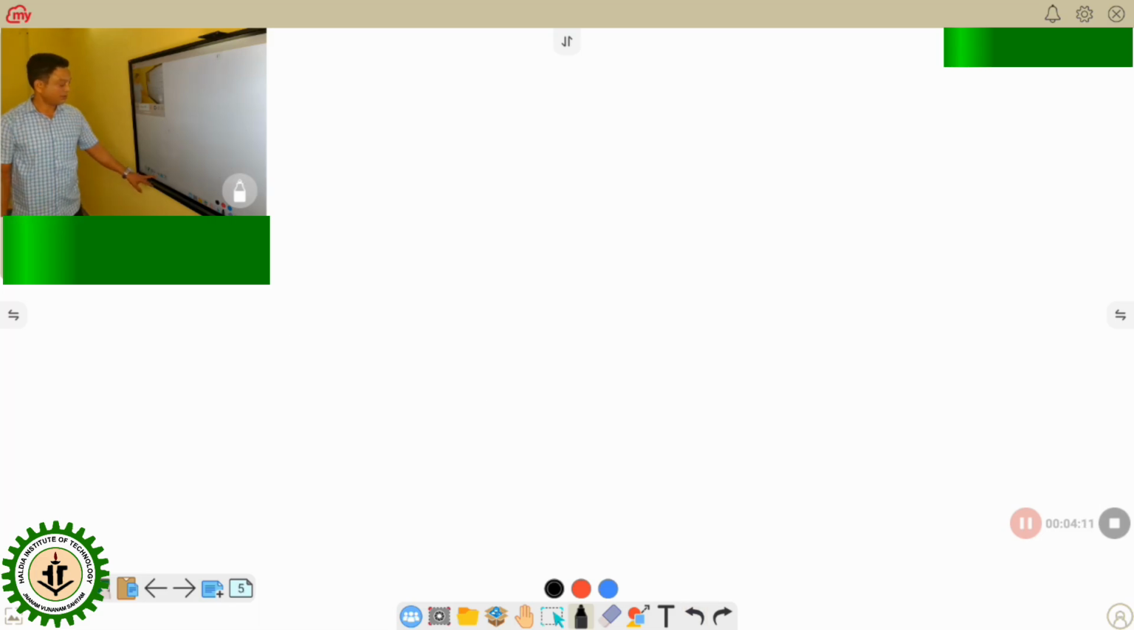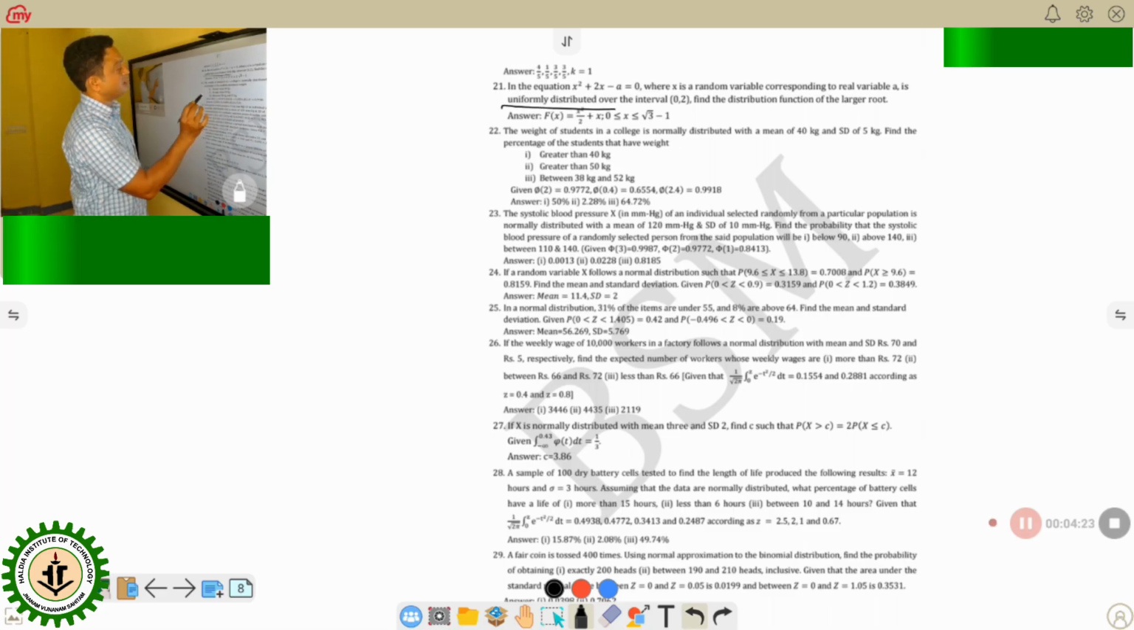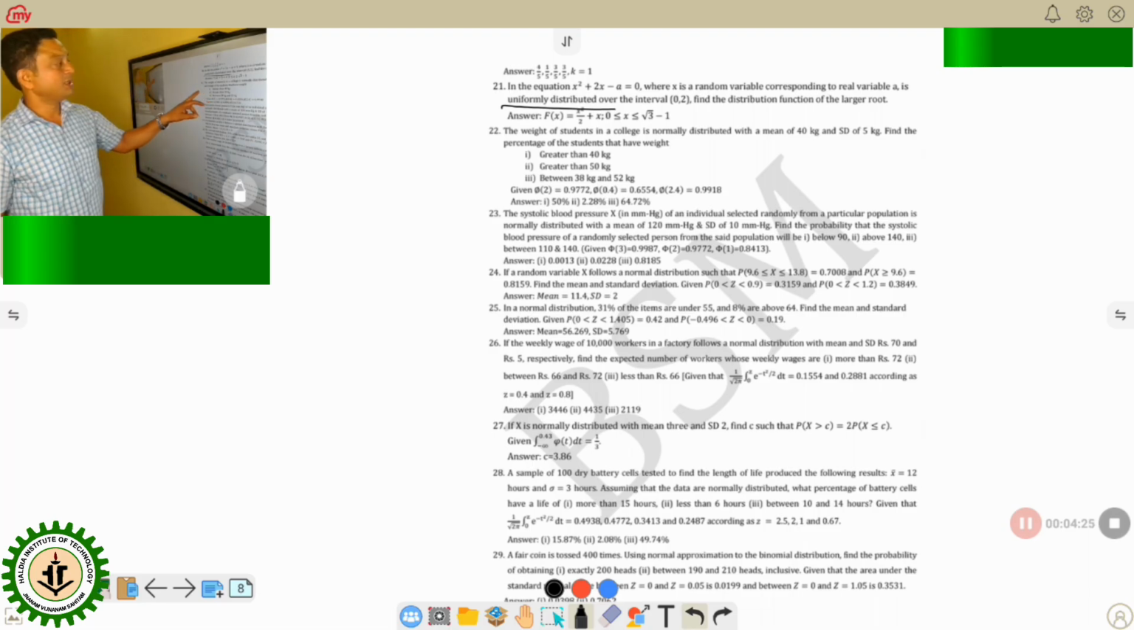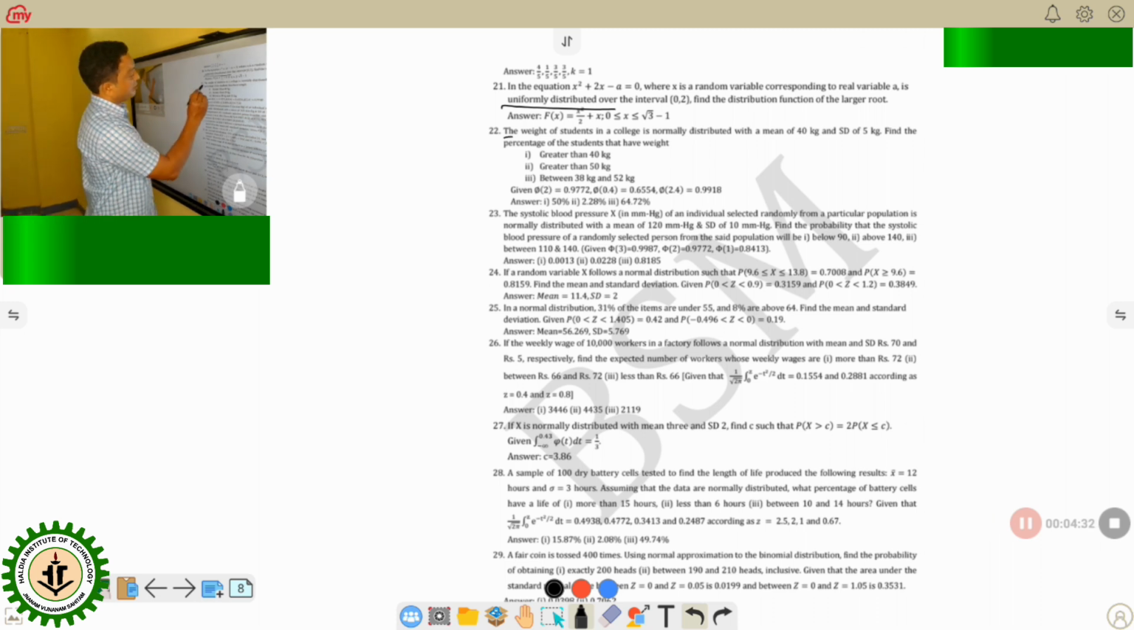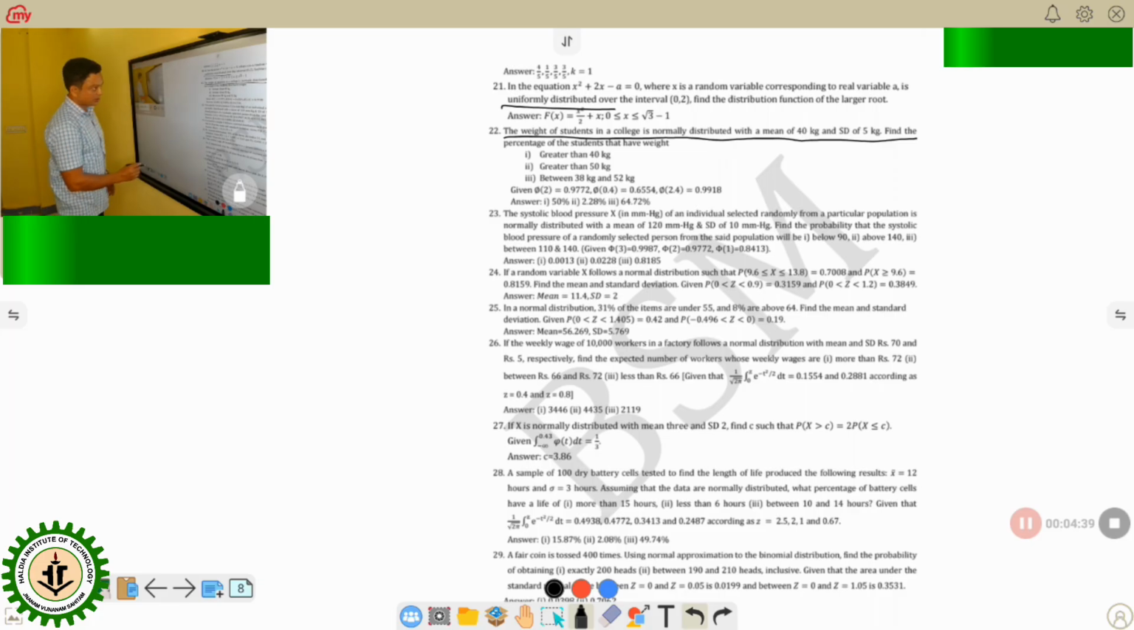Now we'll go for a problem. Here lots of problems are given. The first problem is uniformly distributed, so it cannot be solved. The weight of students in a college is normally distributed, so this can be solved by normal distribution. So what's the problem? The weight of the students in a college is normally distributed with mean equal to 40 and SD equal to 5. So I have tried to solve question number 22. So first, what do you write?